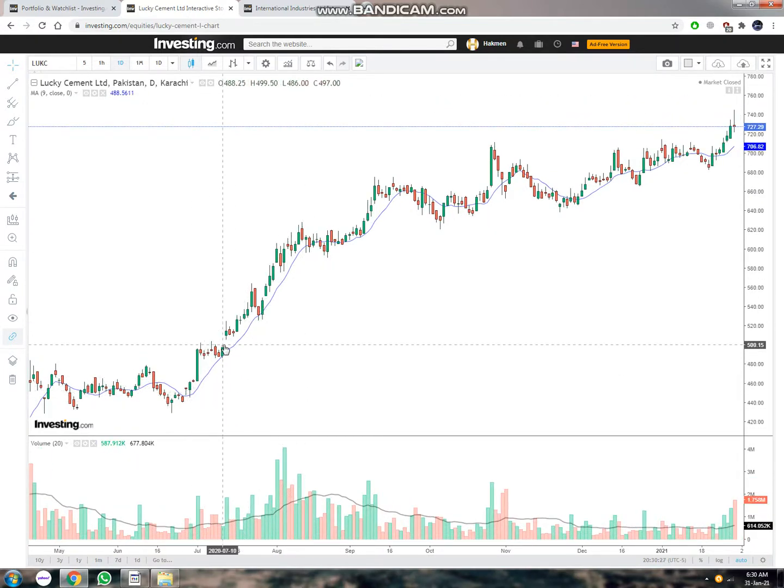Buy over here and sell at these levels. Buy at this level, sell here. Buy here and sell here. So this is the method of buying and selling at different levels.